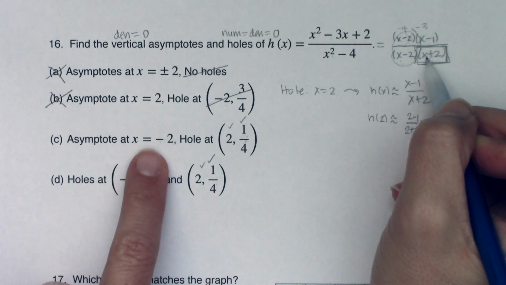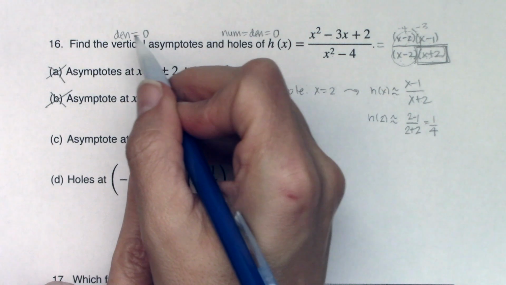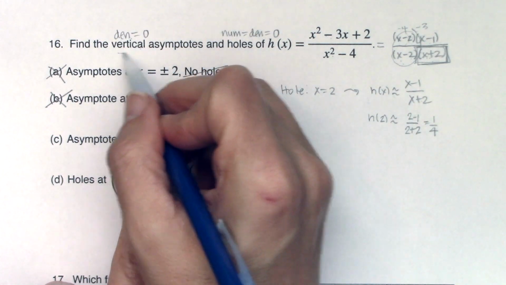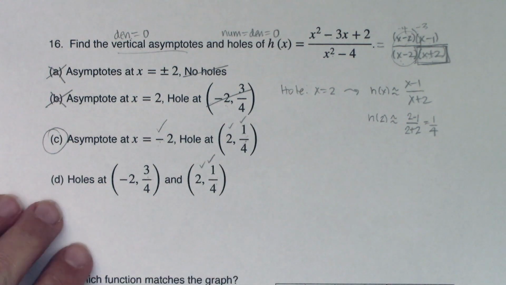If I was going to plug in x equaling negative 2, I get a 12 in the numerator, a 0 in the denominator. My denominator only zeroed out, so I have a vertical asymptote at x equaling negative 2. So that makes C my answer.